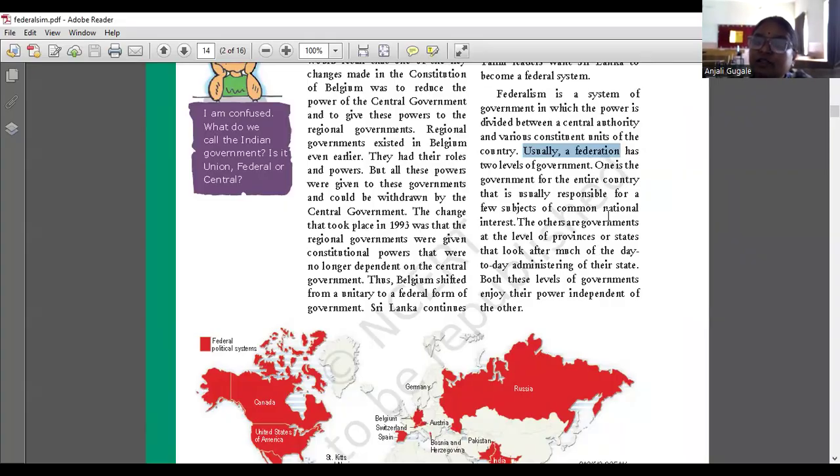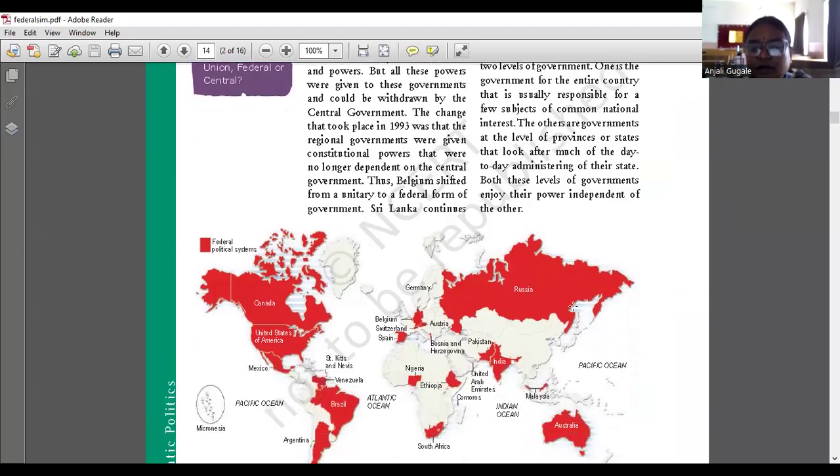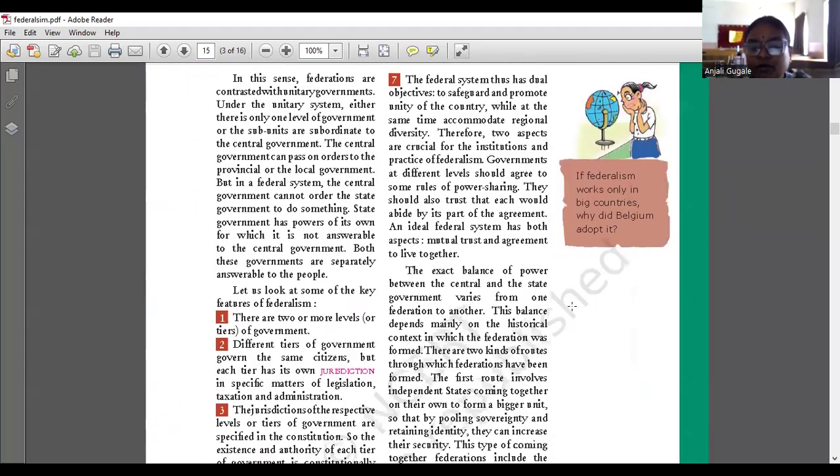Apart from that, we made a comparison between the federal countries and the unitary form of government. The lesson began with the example of Belgium and Sri Lanka. Belgium, from being a unitary form of government, became a federal country wherein it shared its power. Some of the powers from the central government were given to the state level government and the community government. Here the first paragraph is discussing the difference between the federal form of government and the unitary form of government.